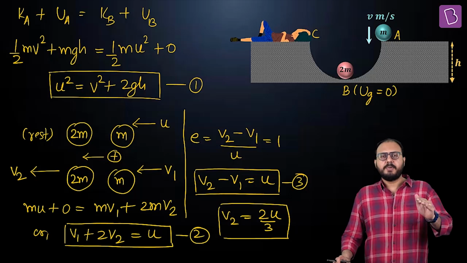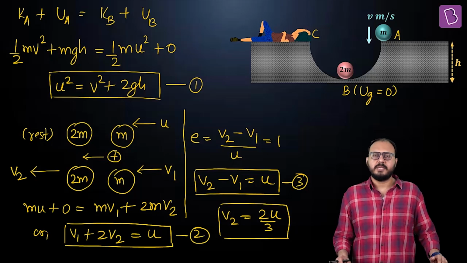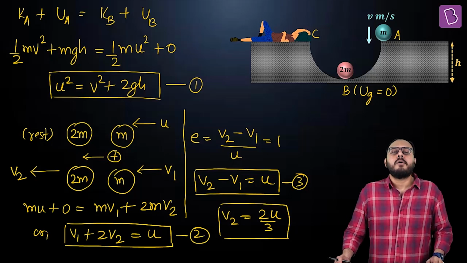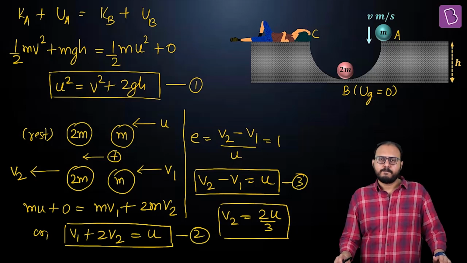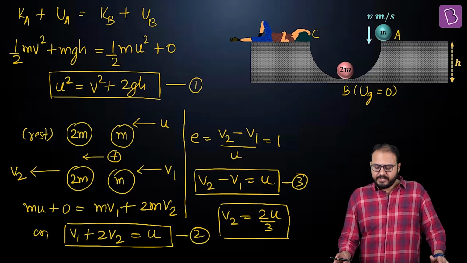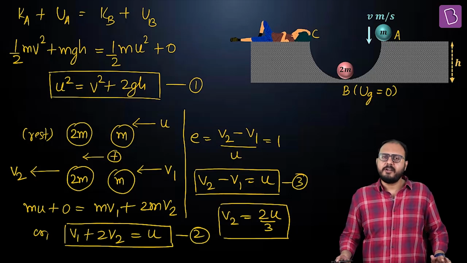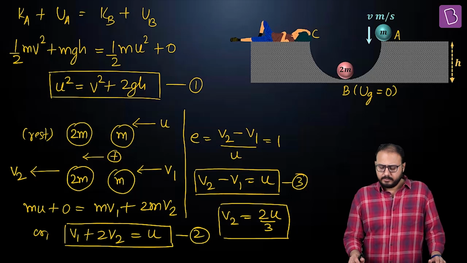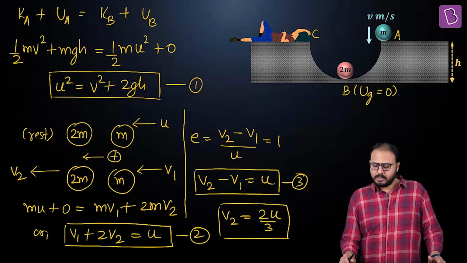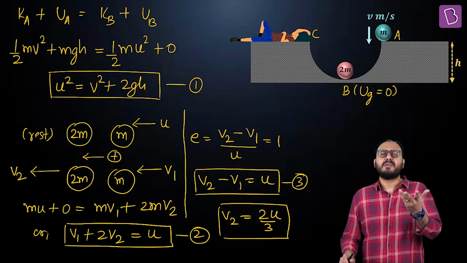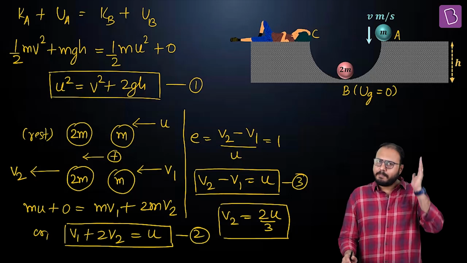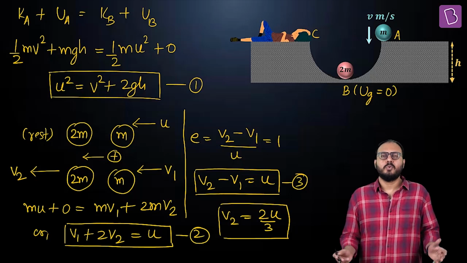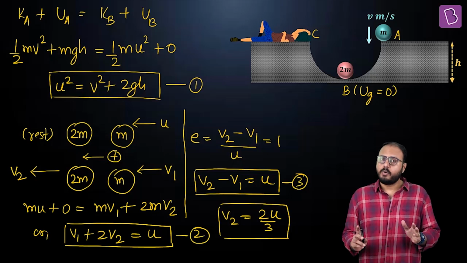This will lose its energy completely upon going to height h. Basically, very simple. Are we all convinced that V2 is 2u by 3? Sir, but you don't need V1? No, I don't need it. What is V1 equal to actually? V1 is minus u by 3. It goes back with u by 3. I don't care, because it doesn't bang the guy's head who's sleeping. Who cares?